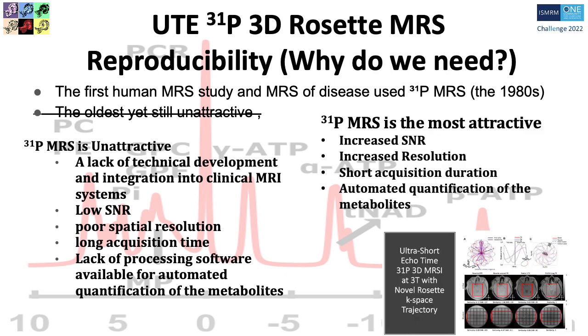So what we aim in this study is to make phosphorus spectroscopy the most attractive MR spectroscopy method. To do that, we aim to increase the signal-to-noise ratio, increase the resolution, and reduce the acquisition duration, together with providing automated quantification methods. We picked the ultra-short echo time spectroscopic imaging technique using novel Rosette K-space trajectory.